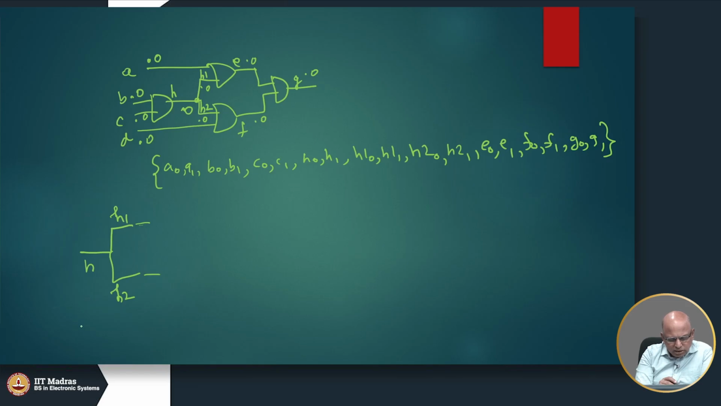So, that is the reason why we distinguish between H stuck at 0, H1 stuck at 0 and H2 stuck at 0. Similarly, we distinguish between H stuck at 1, H1 stuck at 1 and H2 stuck at 1. So, fan out stems and fan out branches.